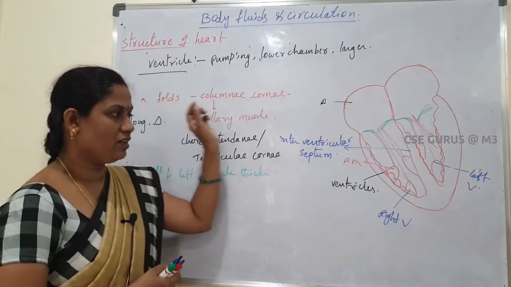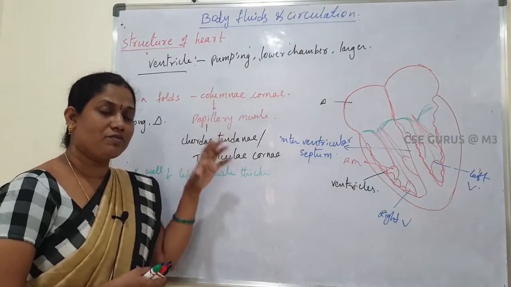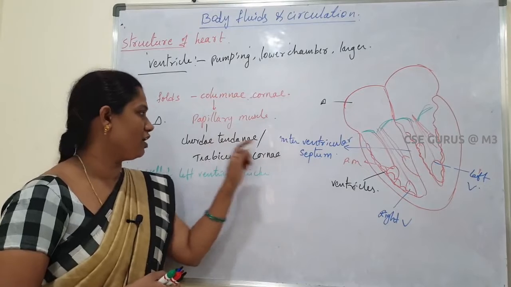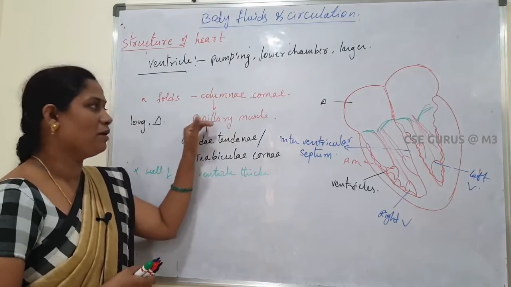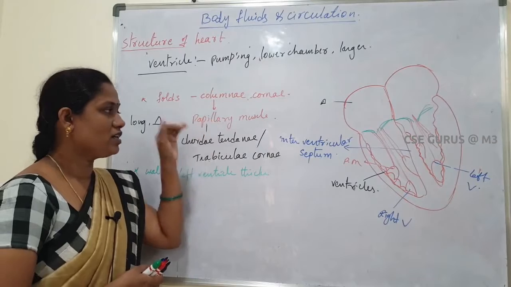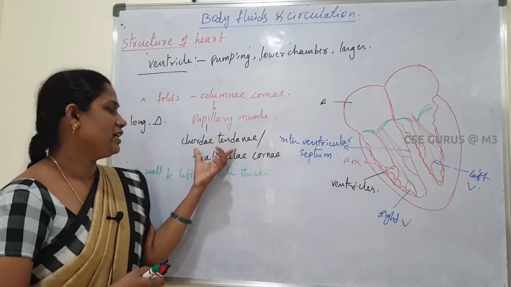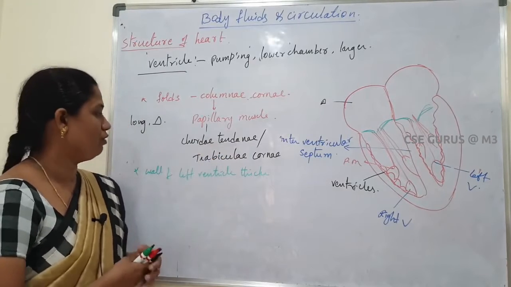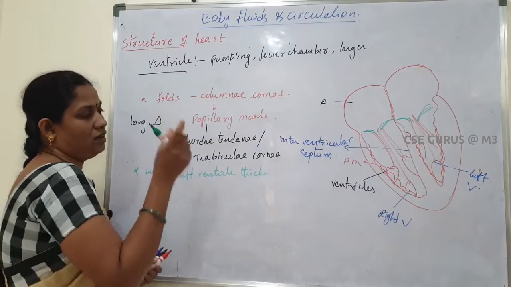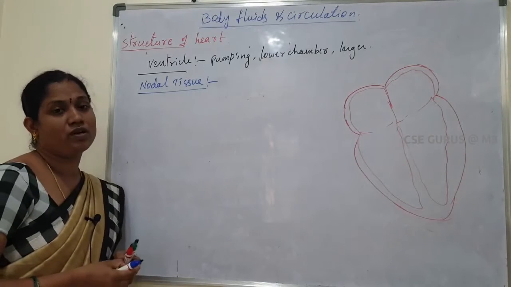Internally, fold-like structures are present, called columnae carneae, in which some are larger and conical, the papillary muscles. They are connected to long string-like structures called chordae tendineae, which are connected to the AV valves. The wall of the left ventricle is thicker. Next, nodal tissues.